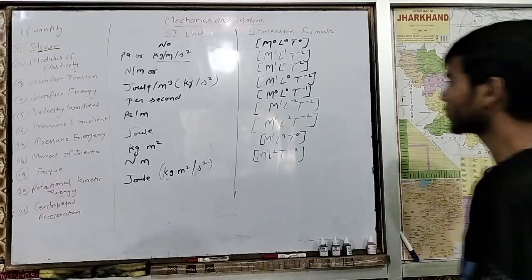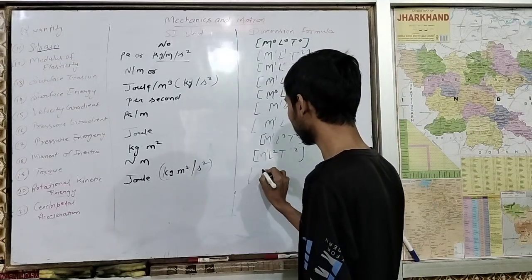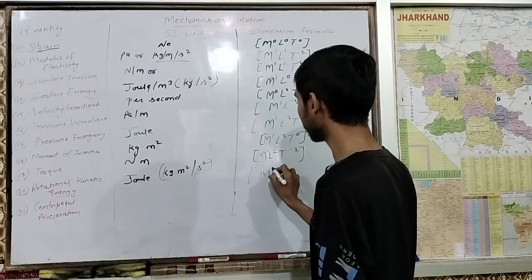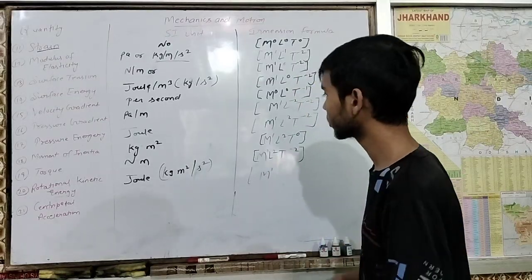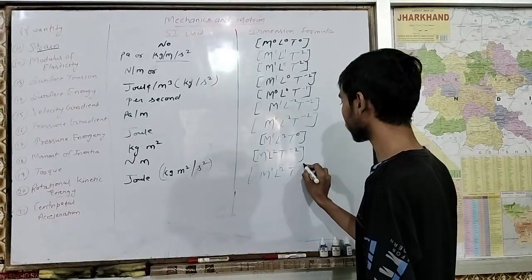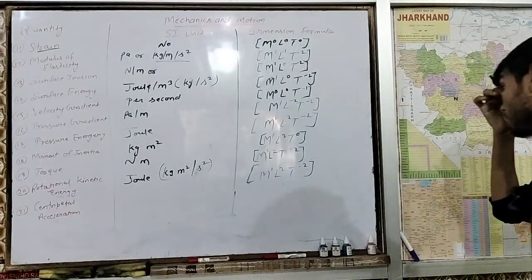So what should be the dimension formula for this? For this, here kg has M. Then we have L, which is 2. Then T minus 2. Clear? M1, L2, T minus 2.